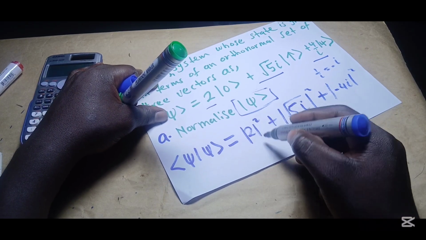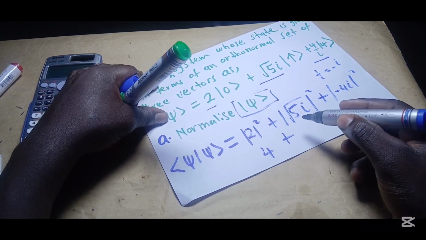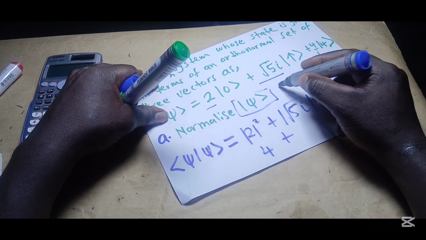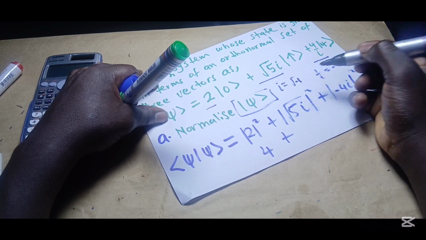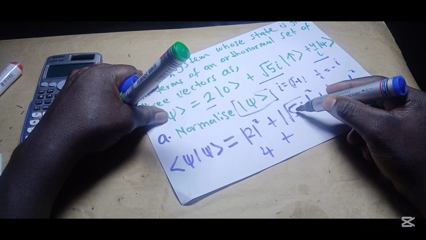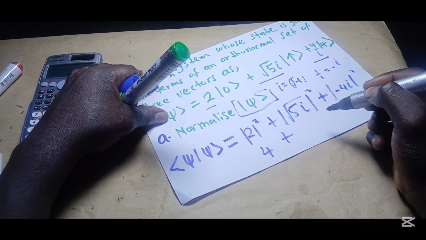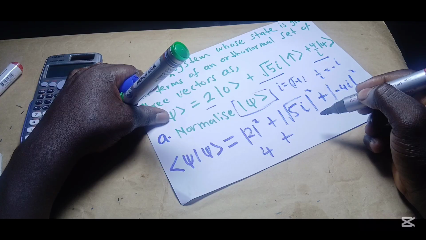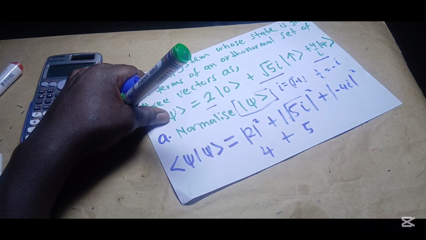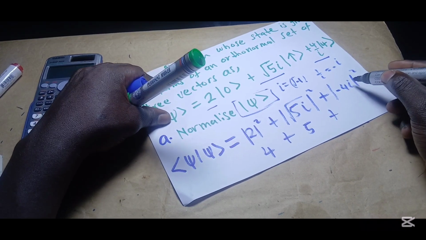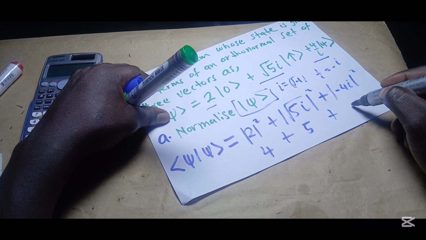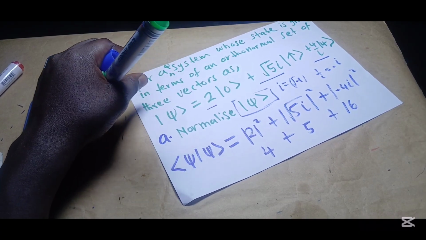Okay, so squaring 2 gives us 4, plus squaring this term right here. i itself is equal to square root of minus 1, so if we square it, it's going to give us minus 1, making this whole term minus 5. But the absolute sign will cover all of those effects, so we are going to get 5 here, plus the square of this, which would give us minus 16, but since we are dealing with absolute values, it should be 16.